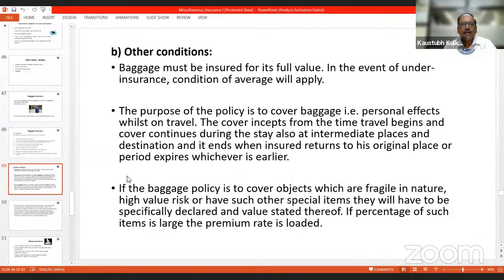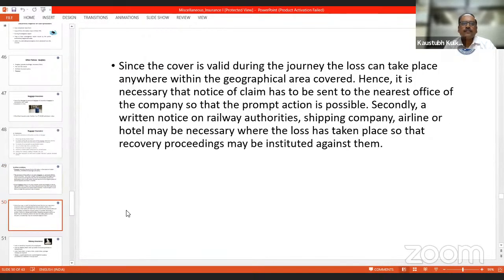Other conditions: there are certain conditions under the baggage insurance policy. This PPT will be shared with you and you can very well go through the details. Since the cover is valid during the journey, the loss can take place anywhere within the geographical area covered. So in case of baggage insurance, the insured has to specify the area covered, or he has to specify the journey destination. Unless and until he specifies the journey, the baggage insurance will not come into force.